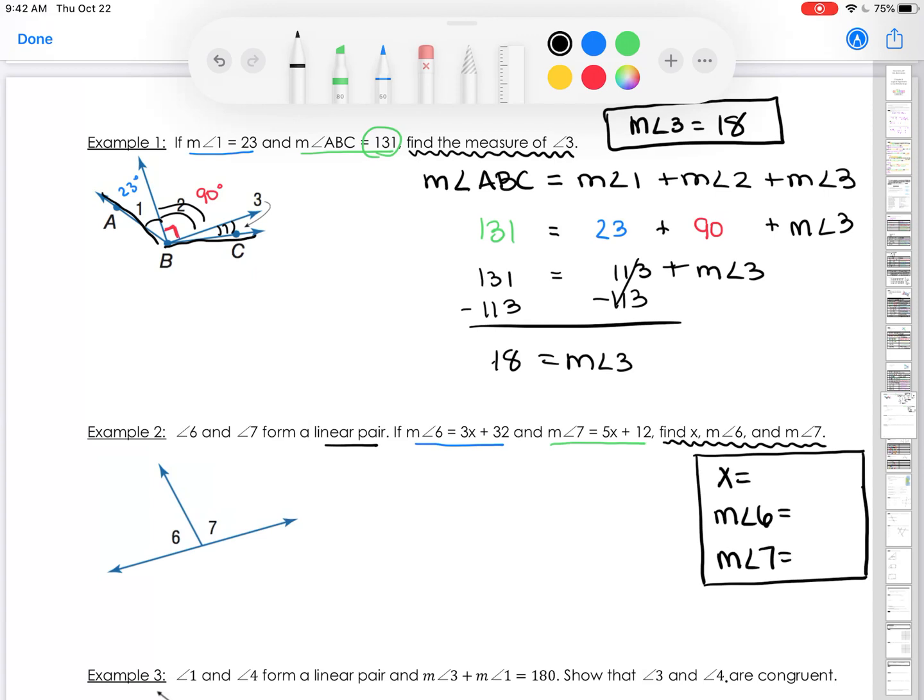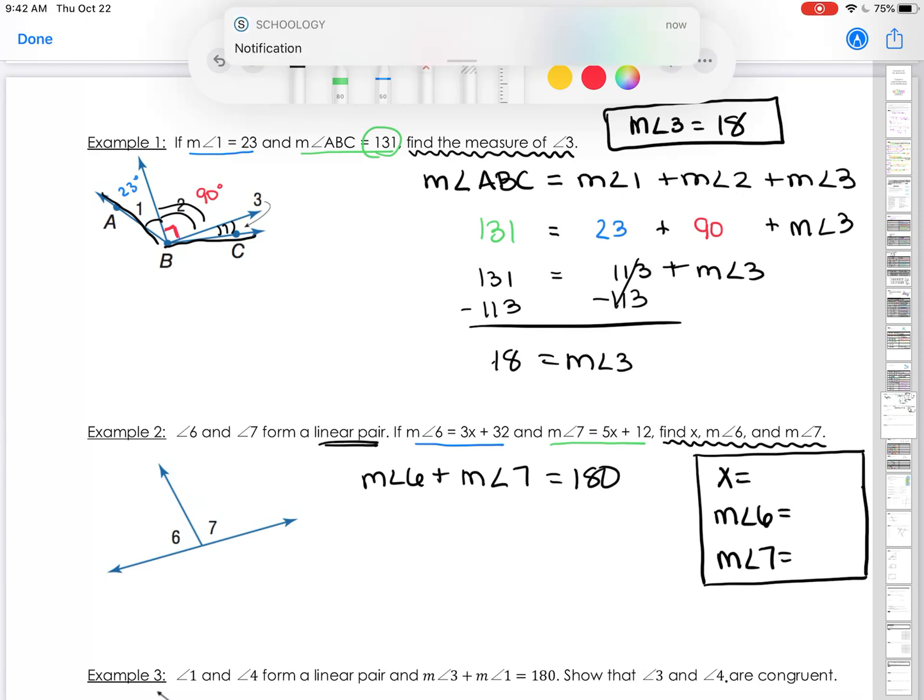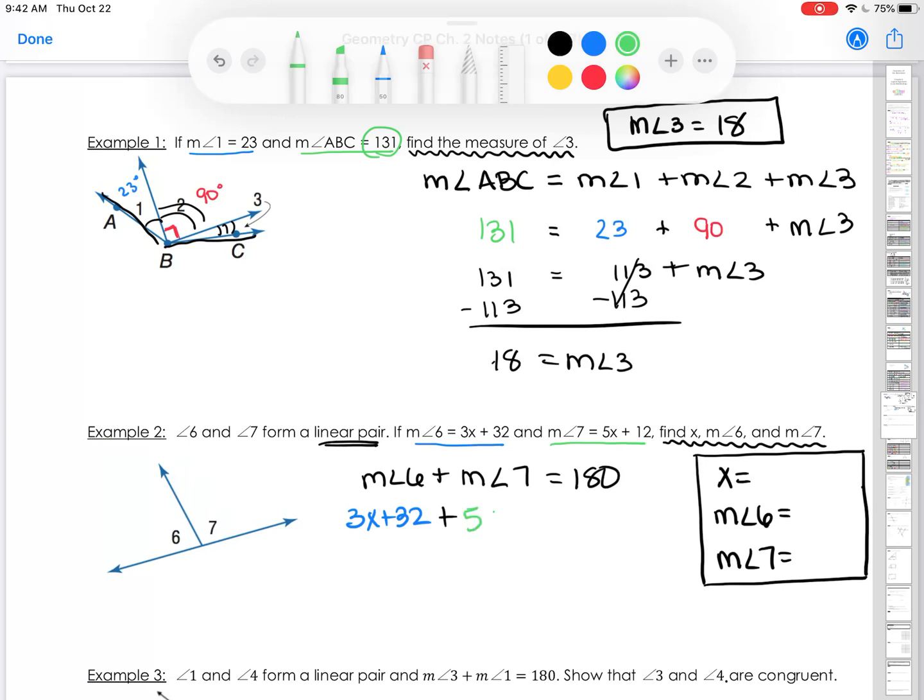All right, so for example 2, it says that angle 6 and 7 form a linear pair. So what does a linear pair mean? It means that they add to 180. So the measure of angle 6 plus the measure of angle 7 should equal 180 degrees, and that's because it says linear pair. We also know some information. We know that the measure of angle 6 is 3x plus 32. And we know that the measure of angle 7 is 5x plus 12.